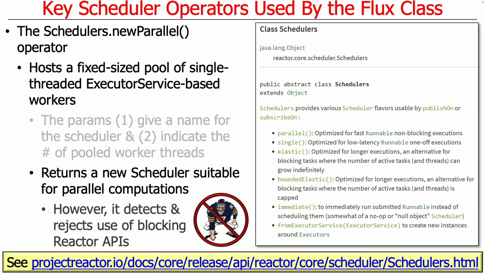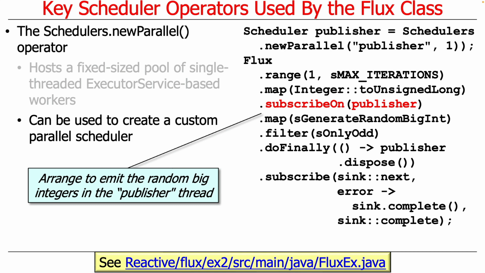Interestingly enough, this is really intended for compute-bound computations. If you end up doing blocking calls, a good example of a blocking call would be a call that was doing something related to I/O, that will be rejected. So you can't do blocking calls with the new parallel operator. There's a thing to remember that new parallel has limitations, and one of the limitations is that you can only use it for non-blocking calls. So you can use the new parallel factory method to create a custom parallel scheduler.